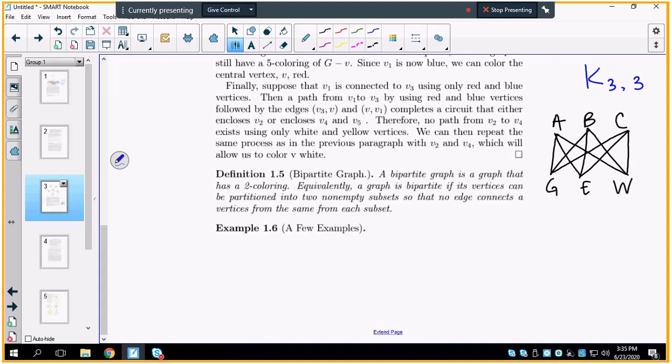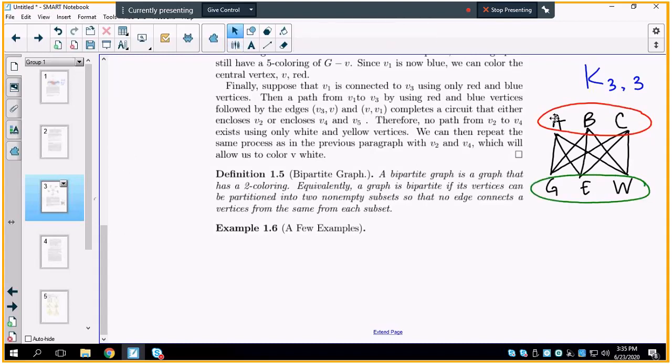So this is the definition that we knew of a bipartite graph, and now we're going to add to that the fact that a bipartite graph will have a 2-coloring. What we would like to assume is that these 3 vertices can all be given 1 color, and these 3 vertices can all be given the other color.